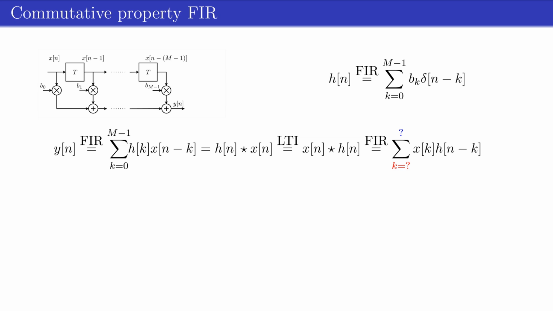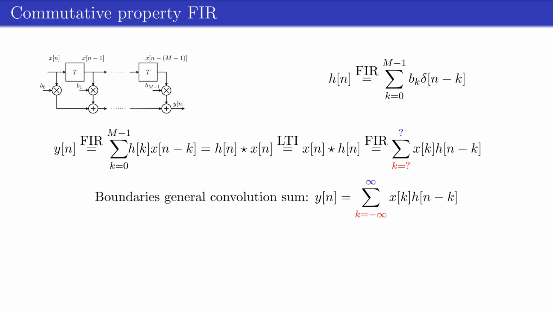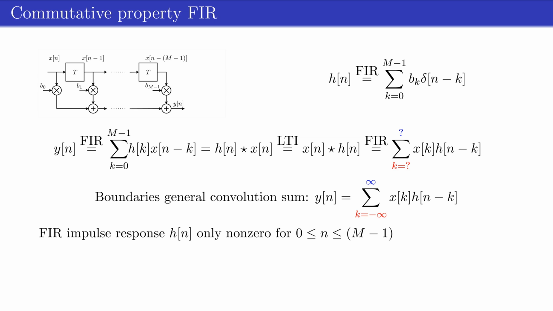In this approach, the given summation involves the product of x with index k and the impulse response h with index n minus k. Because the index of the impulse response is limited in the FIR case, the question is, what are the values of the index boundaries on the convolution sum in this case? We have seen that in the general case these boundaries are between plus and minus infinity. For an FIR filter, however, the index of the impulse response is limited between 0 and M minus 1.